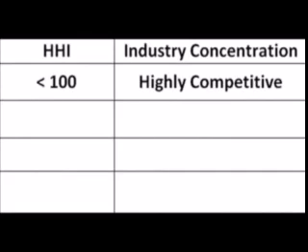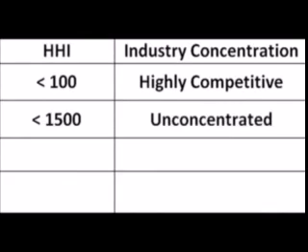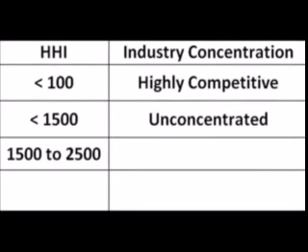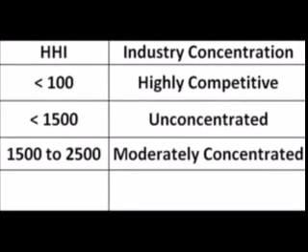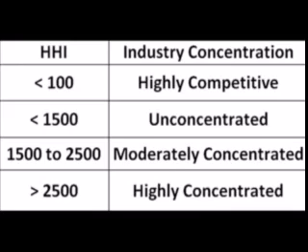An HHI below 1500 indicates unconcentrated. An HHI between 1500 and 2500 is considered moderately concentrated, and an HHI above 2500 indicates a highly concentrated industry. 2500 is the U.S. threshold for mergers.